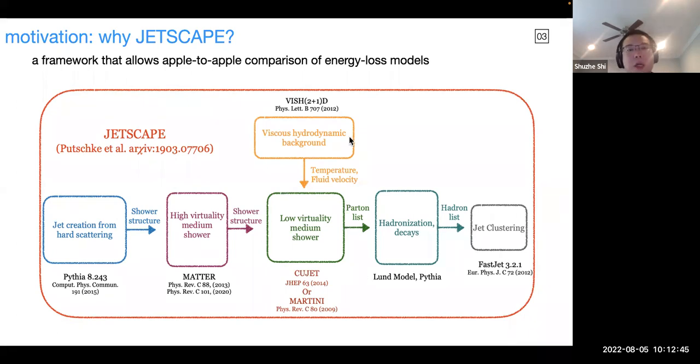So the only part that can be modified in our work is the low virtuality medium shower or energy loss model, which could be MATTER or Martini or other energy loss models that have been integrated in the default version. So in our work, we introduced the CUJET energy loss model as an alternative way to simulate the low virtuality medium shower and compute the corresponding observables.